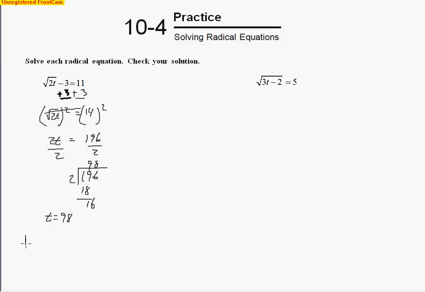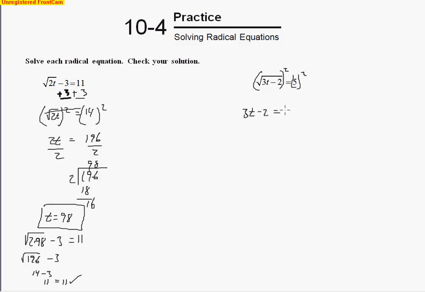So I do the square root of 2 times 98, and then minus 3, and I should end up with 11. So doubling this answer gives me 196. The square root of 196 is 14. 14 minus 3 is 11. So since the numbers do check out, yes, that is the correct answer. So over here, this is already isolated. So I just square both sides, and so that will leave me with 3t minus 2 equals 25.